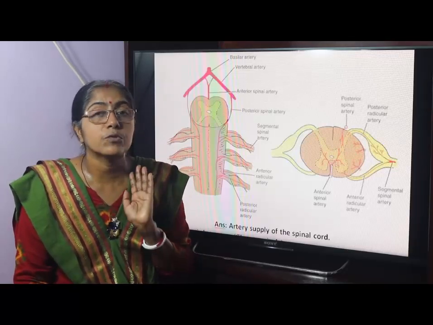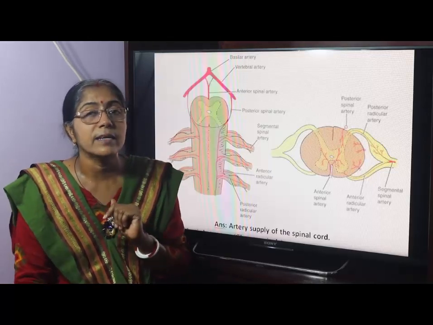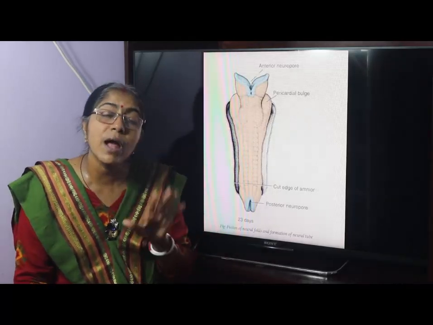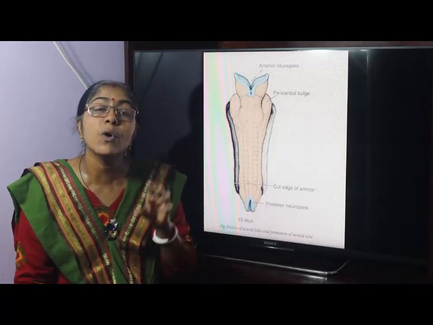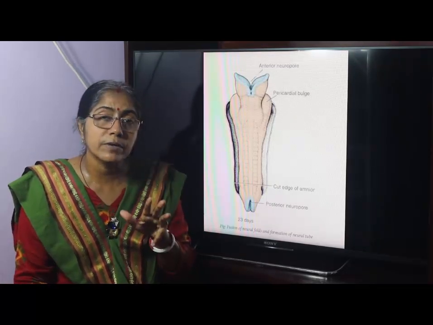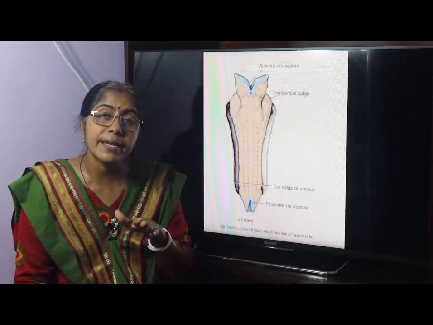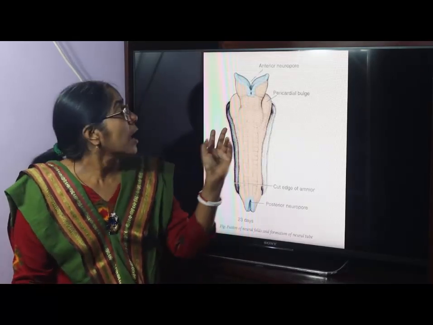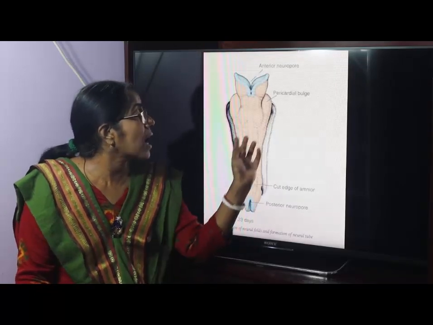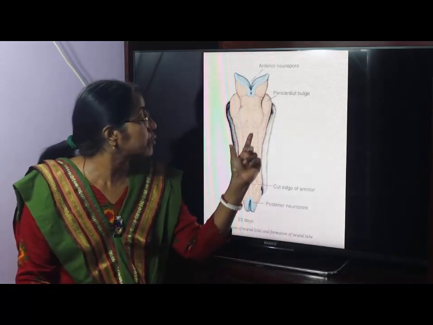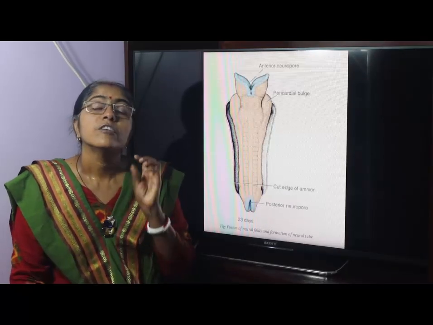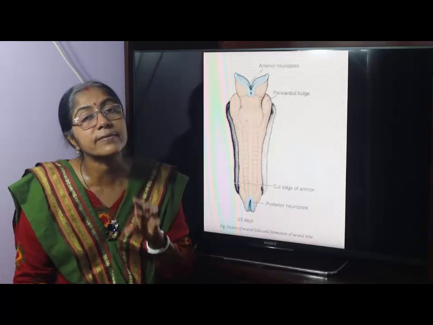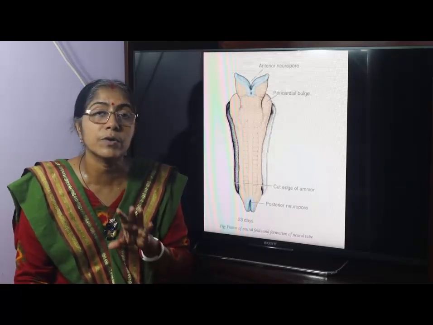Now, developmental source. Let's go to the next picture. Spinal cord develops from the neural tube, and neural tube develops from neuroectoderm. From neuroectoderm, at first neural plate, then neural fold, then neural tube develops. And from the lower cylindrical part of the neural tube, spinal cord develops. So, spinal cord is a derivative of the neural tube, which is a derivative of neuroectoderm.